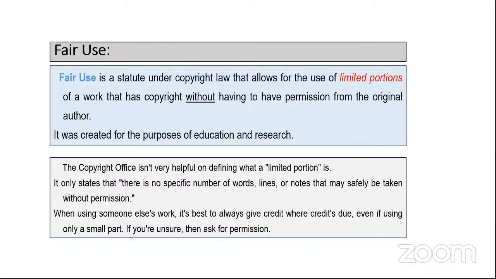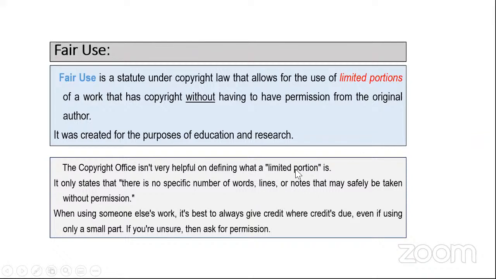So you can use a part or a limited portion of a research without taking permission from the original author for education or research purposes only, because it's useful directly to mankind. The Copyright Office isn't very helpful in defining what a limited portion is. So this is what I was trying to tell. We do not know where to draw the boundary, and it can vary from law to law.